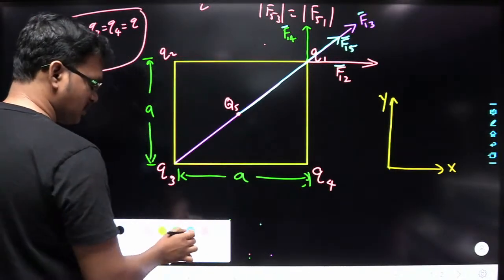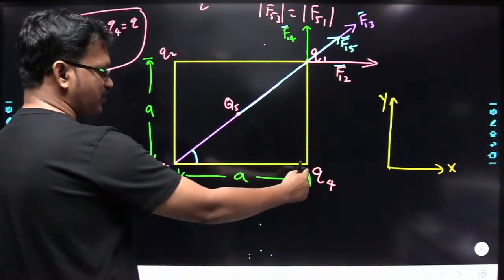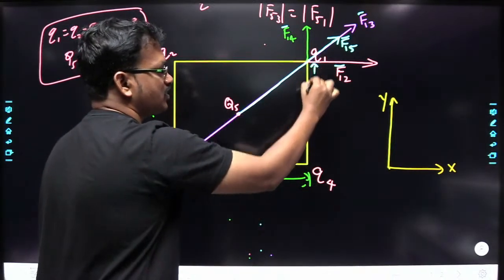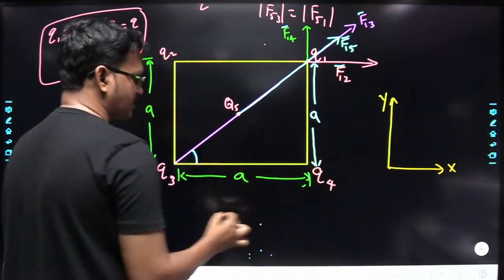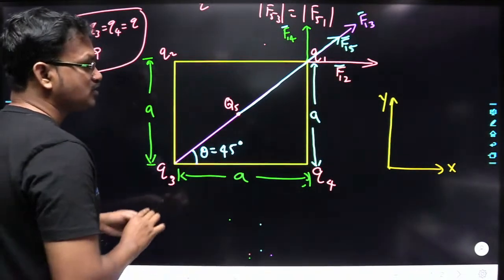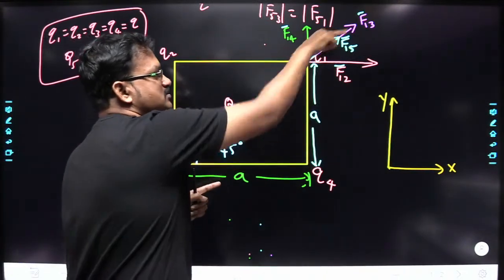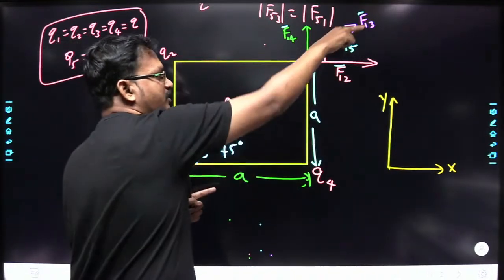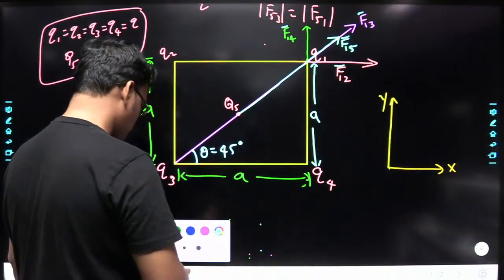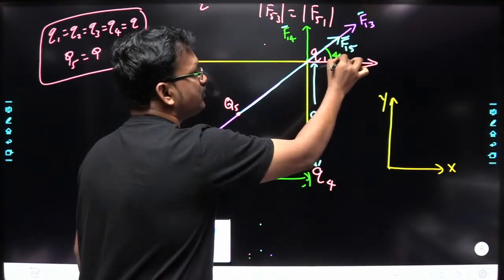Now see here, what is this angle here? Tell me. See, the distance from here to here is a, the distance from here to here is also a. Yes or no? So what is this angle? This angle theta is equal to 45 degrees. So if the angle between this line and this line is 45 degrees, what is the angle between this line and this line here? I am extending the same line here and this line is parallel to this one. So this angle is also equal to 45 degrees.